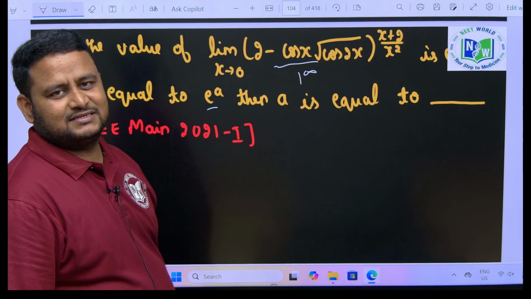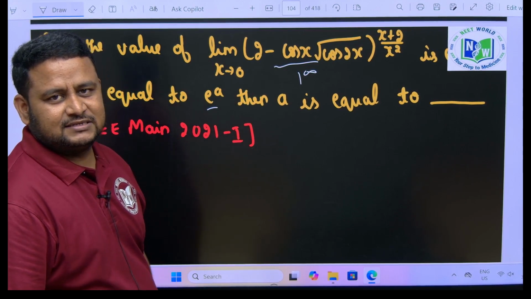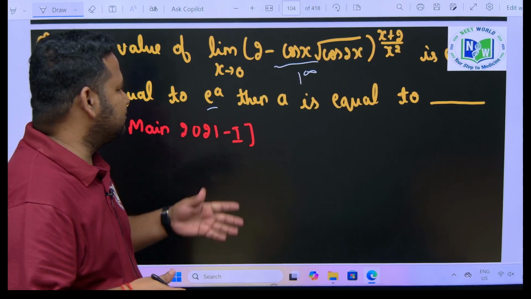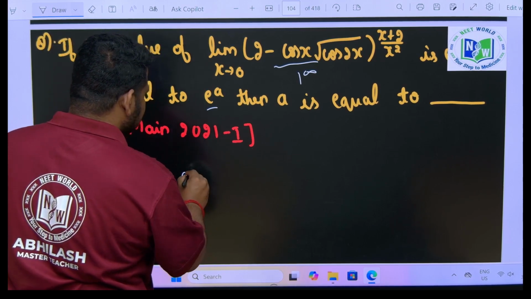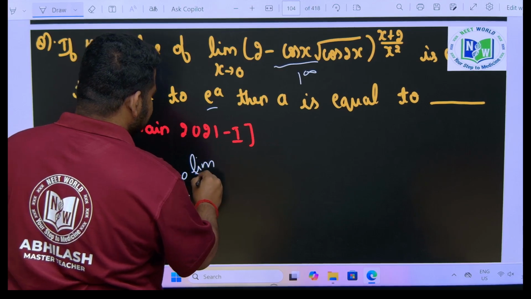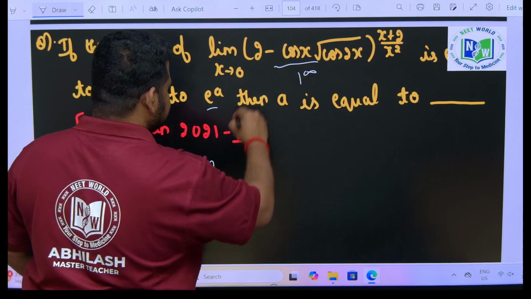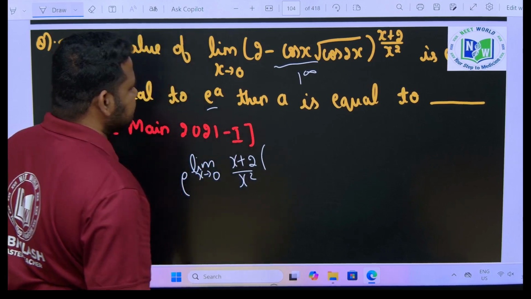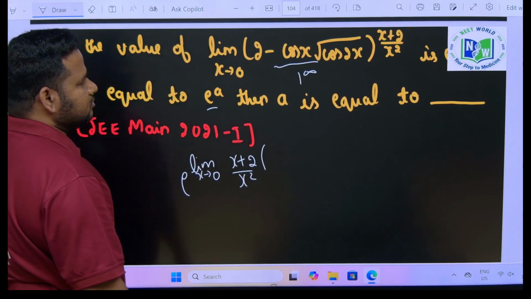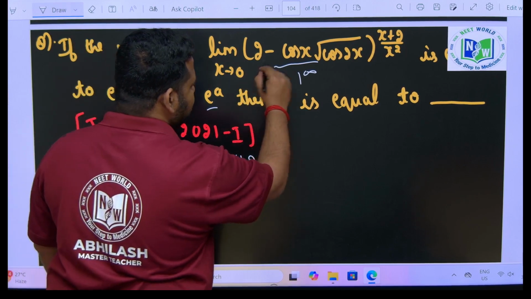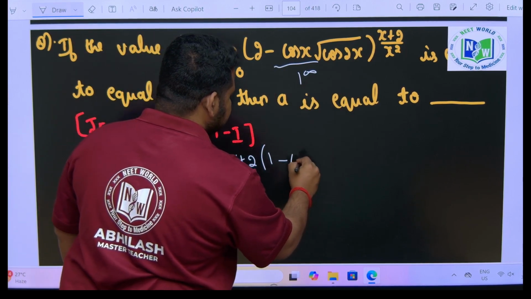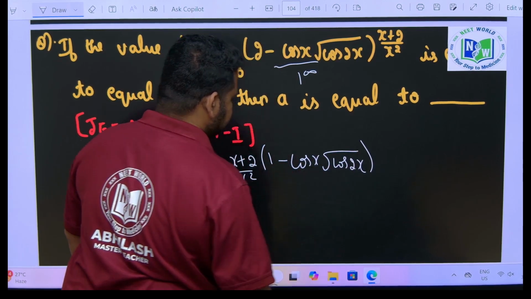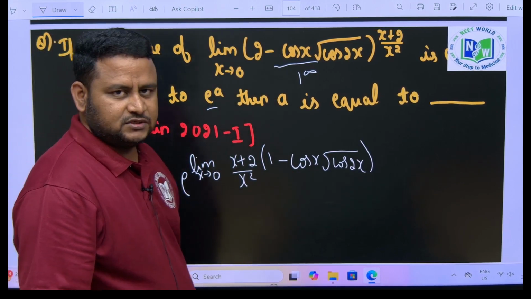We know that is the tree and monkey property. That is, the monkey will come down and the tree will be there. From the tree we will remove one branch. So this will become what, friends? This will become e power limit as x tends to 0, the monkey will come down, that is x plus 2 by x square into 2 minus cos x into root of cos 2x, minus 1. So I can write it as 2 minus 1, I can write it as 1 minus cos x into root of cos 2x, as x tends to 0. This is what we got.